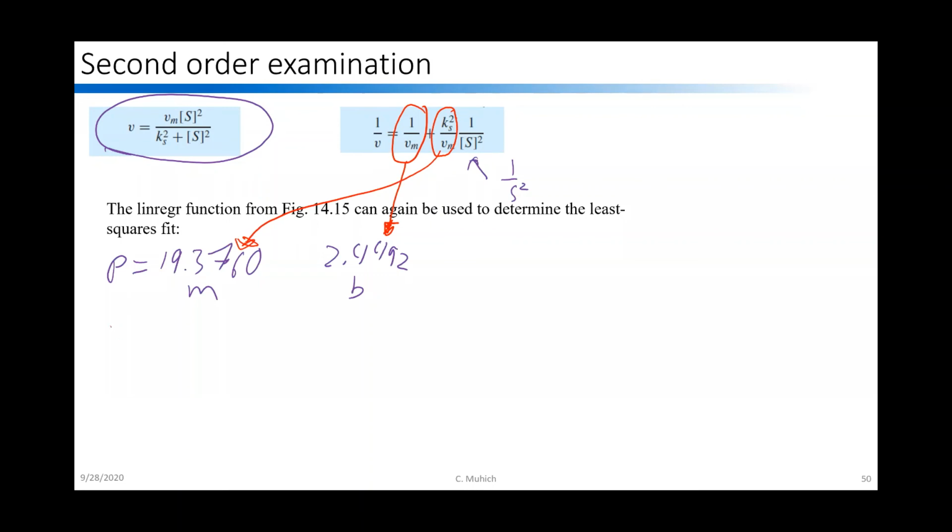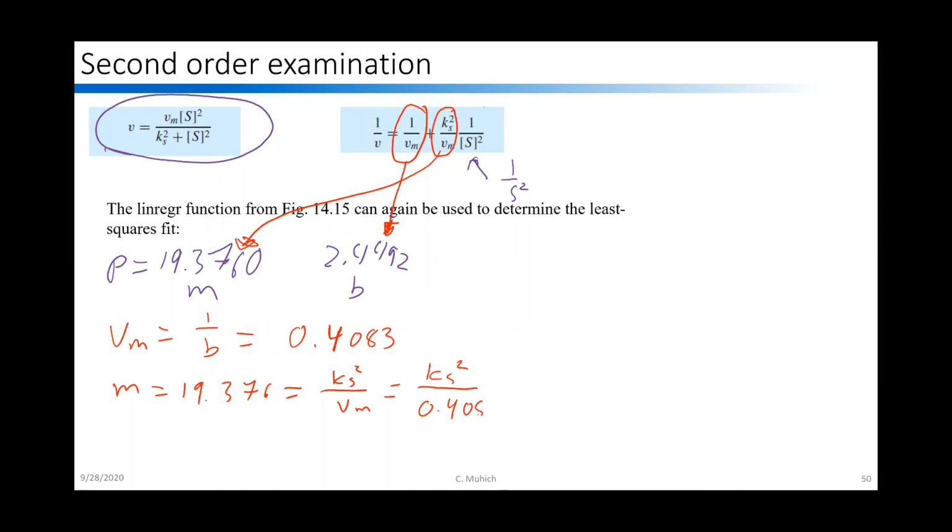So once again, we have Vm is equal to 1 over the intercept. Just flipping that, that gives us a maximum velocity of 0.4083. And then we can rearrange this other equation. So m equals 19.376, which is equal to Ks squared over Vm. So this is Ks squared over 0.4083.